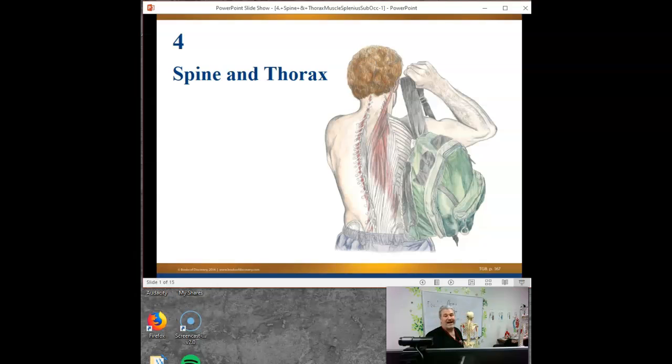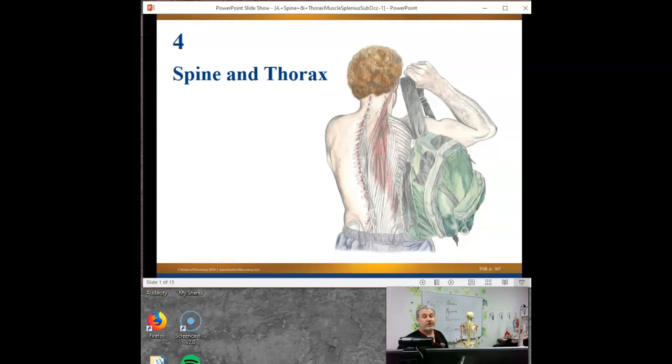That's if they're working bilaterally, both sides, right? If they're working unilaterally, what do they tend to do? Lateral flexion. It's called a lateral flexion. I don't know why. I almost wish they called it like an abduction because you're kind of going away from your own midline. But anyway, lateral flexion.